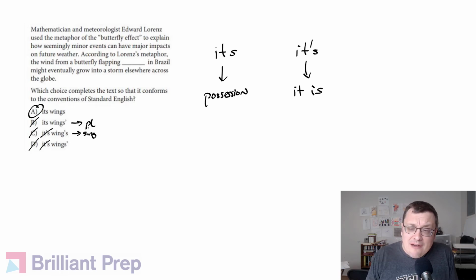Second point, I don't know if you'll see it again, but it used to appear on previous versions of the test: if you ever see ITS apostrophe as a choice, you can instantly eliminate it. It does not exist. It can never be correct. So you can wipe that one away pretty quickly. So best answer here is choice A.